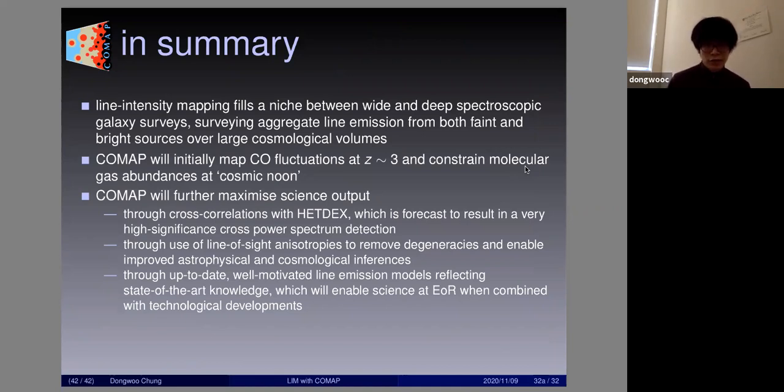We're going to try and map CO fluctuations at redshift 3 to constrain molecular gas content at that redshift. And we're going to try to maximize science output through external cross-correlations, and looking at other statistics related to the power spectrum, and of course continuing to update our models. There's a lot of theory work that needs to accompany any future developments on the experimental side. So that's it. Thanks for your time.